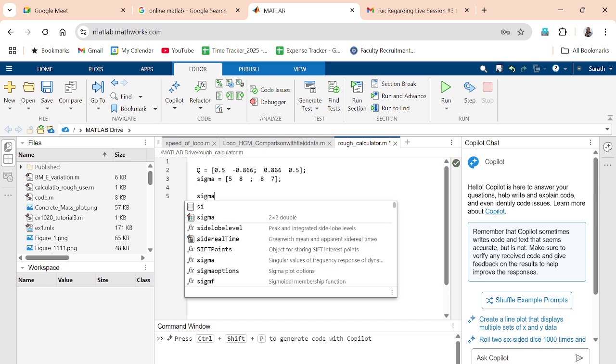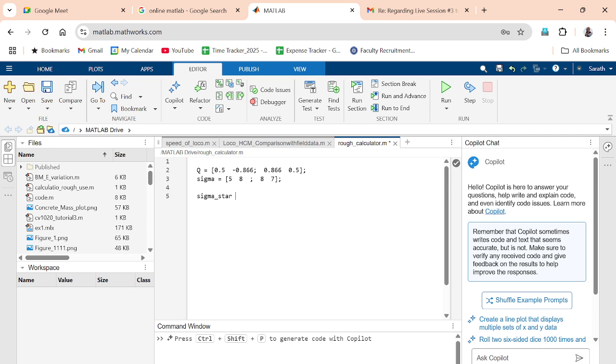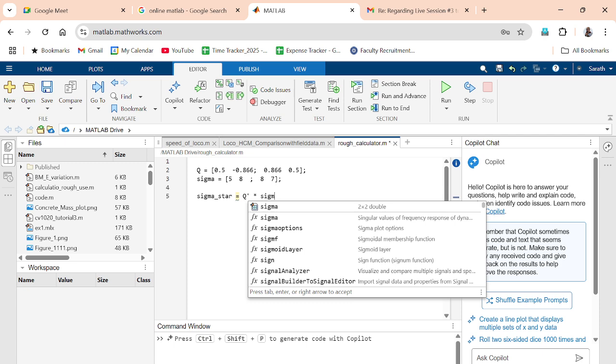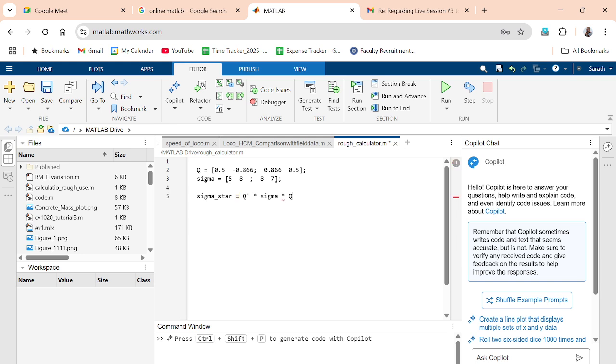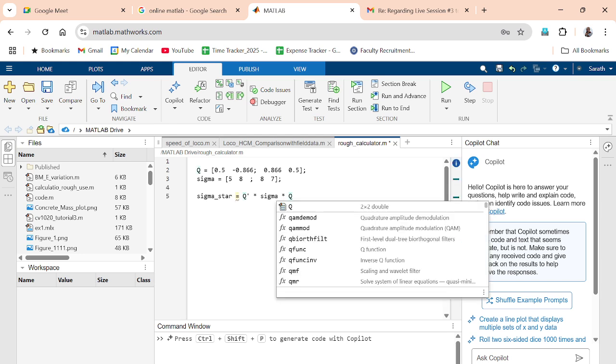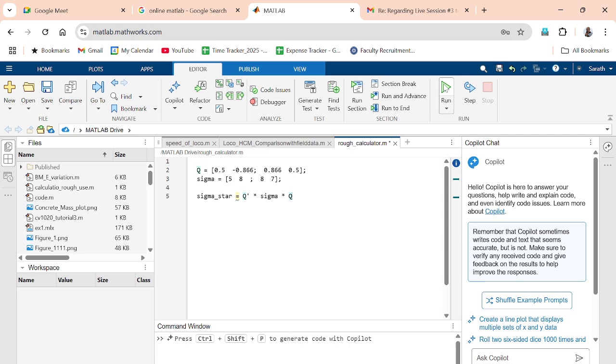Sigma star. Sigma star is equal to, as per the formula, Q transpose times sigma times Q. Okay, just matrix multiplication. Instead of a normal calculator, I'm using MATLAB here. So I'm getting the sigma star. I'm noting it down and going back to my notepad.